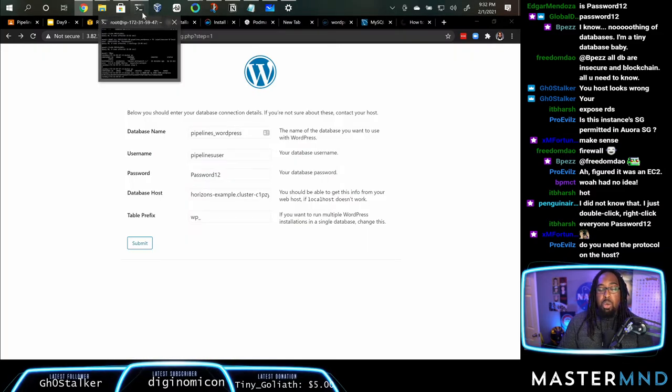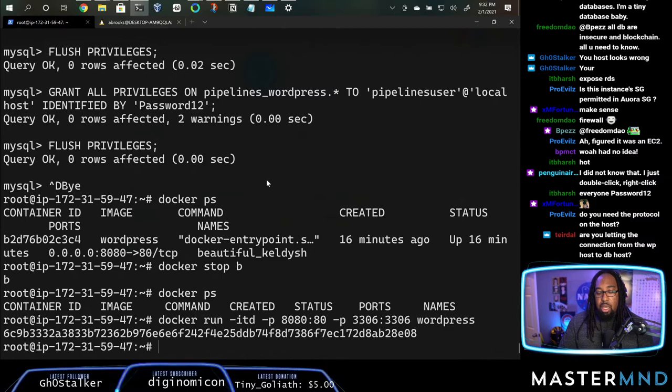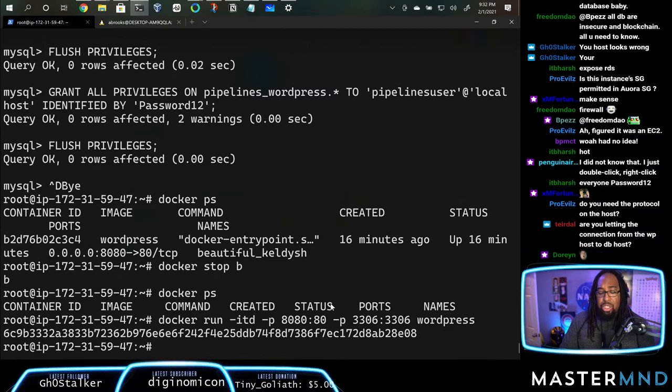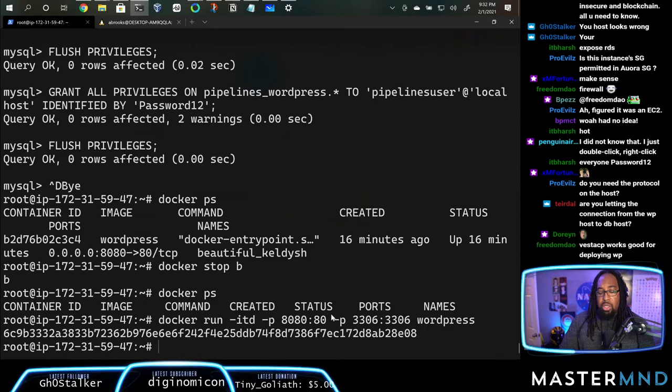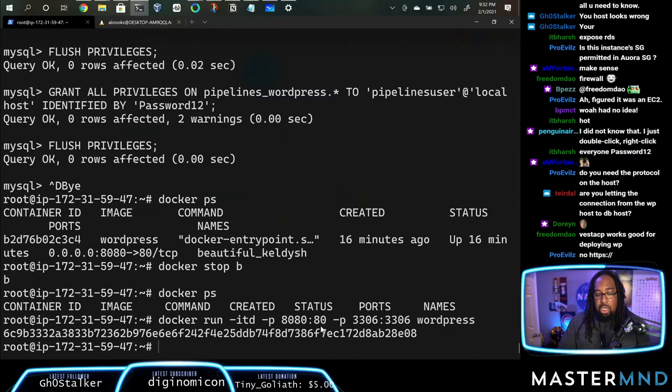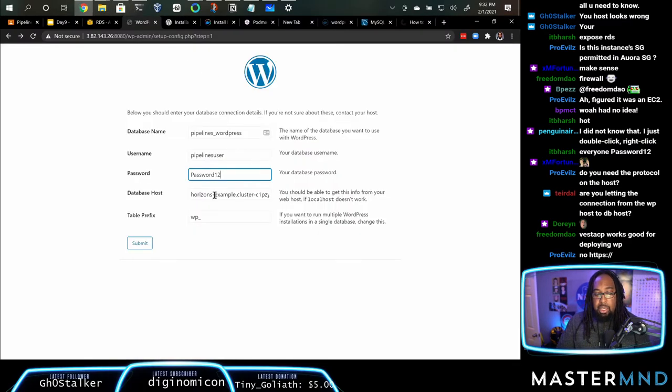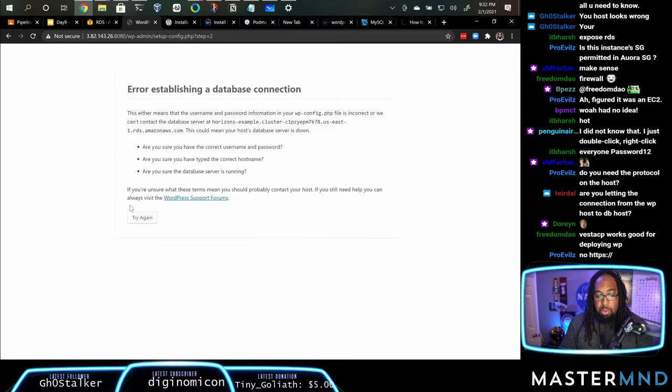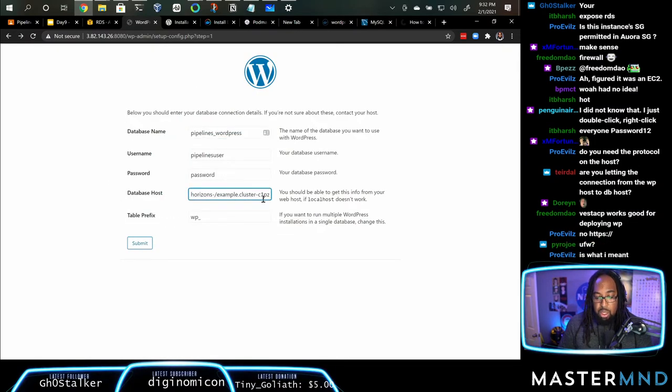Do you need the protocol on the host? No, I shouldn't need it on the host. Maybe I do though. That's very interesting. Like having MySQL client? I don't think so. Okay. This is dumb. No HTTPS to access it. Correct. No HTTPS to access it, but database host. Oh, whoops. I wonder if I have to do, darn it.